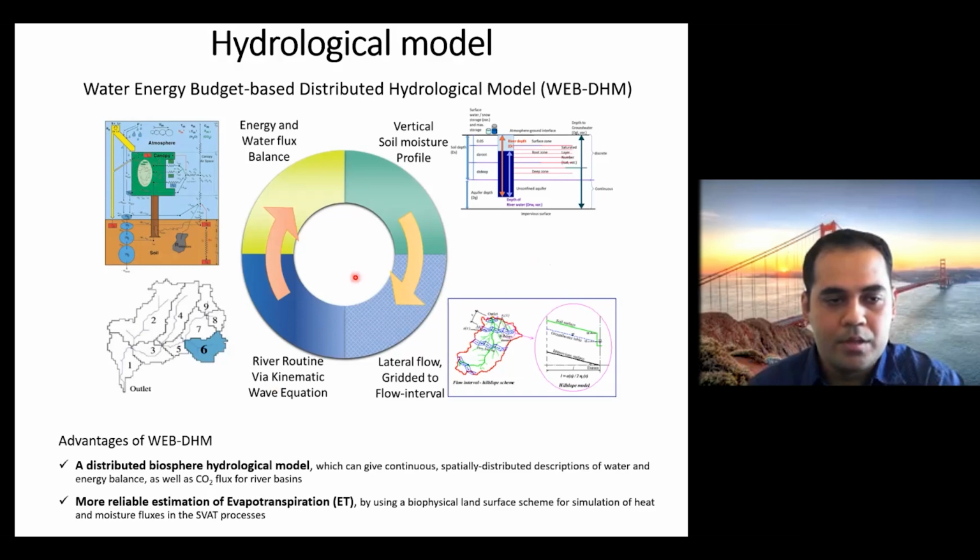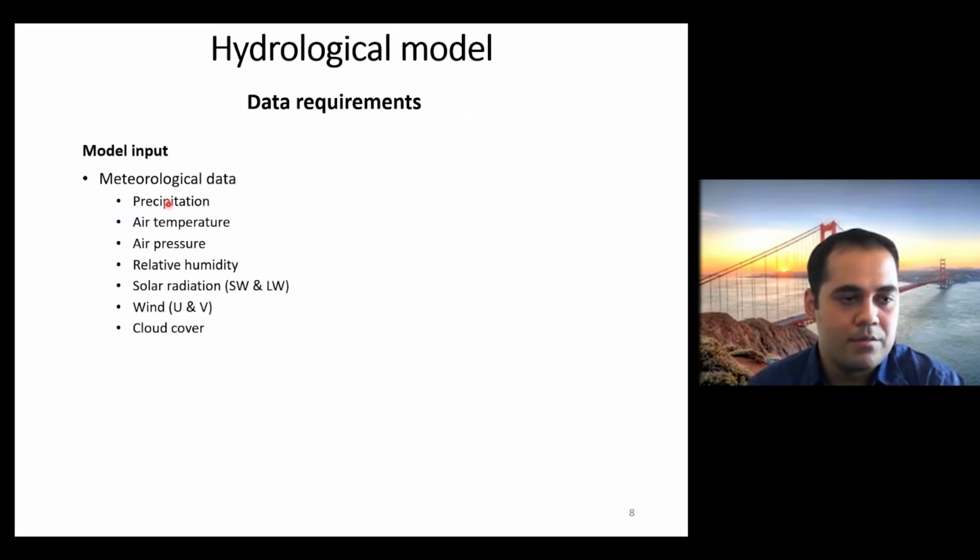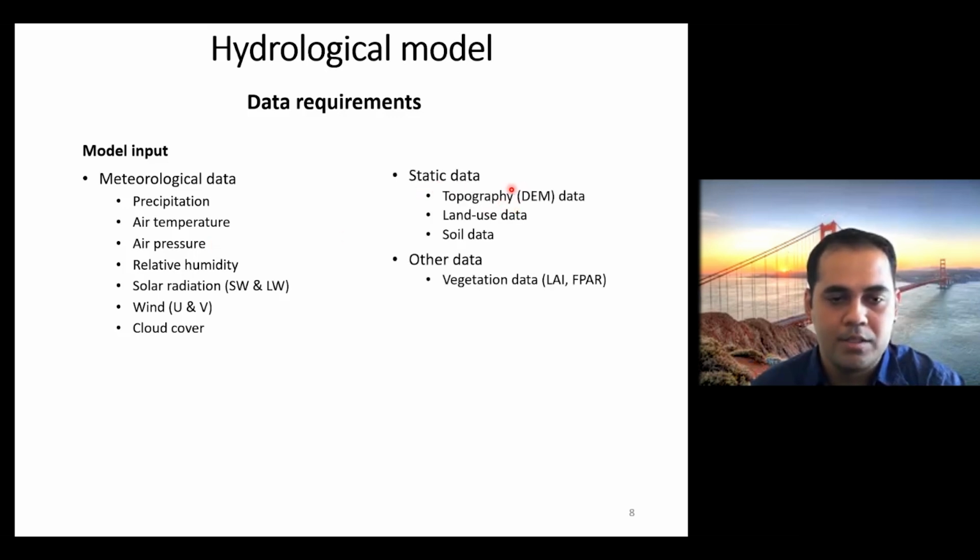By using this data, by using this model, we can get very detailed outputs which can be used for further analysis. This model requires a lot of different data sets. For example, meteorological data includes precipitation, air temperature, air pressure, relative humidity, solar radiation, wind, and cloud cover, and other static data such as topography data or the DEM data, land use data, soil moisture data, soil data, and other vegetation.